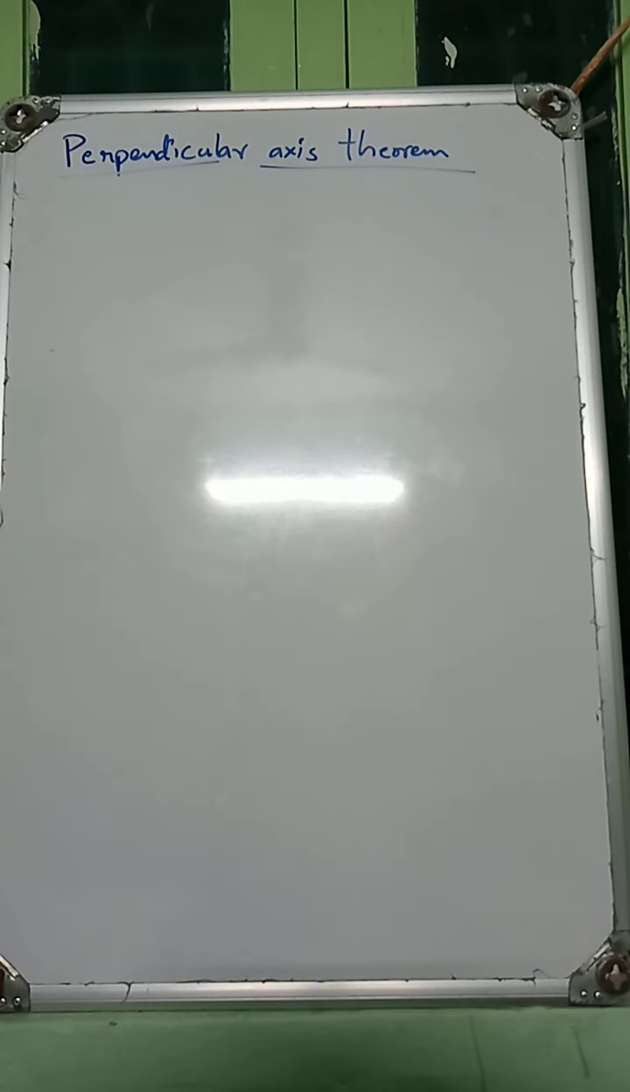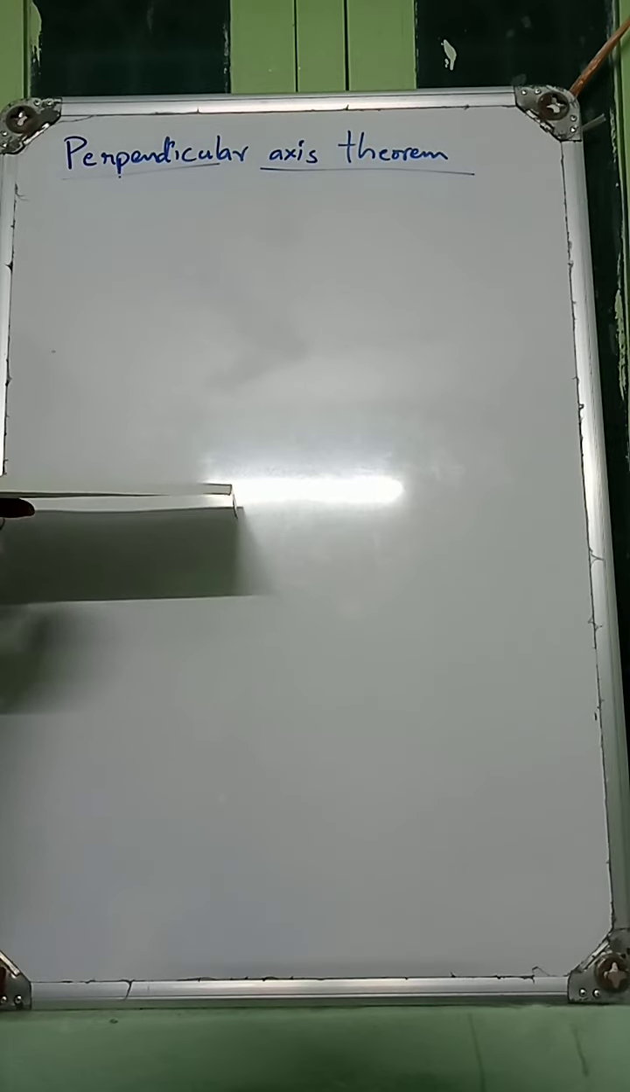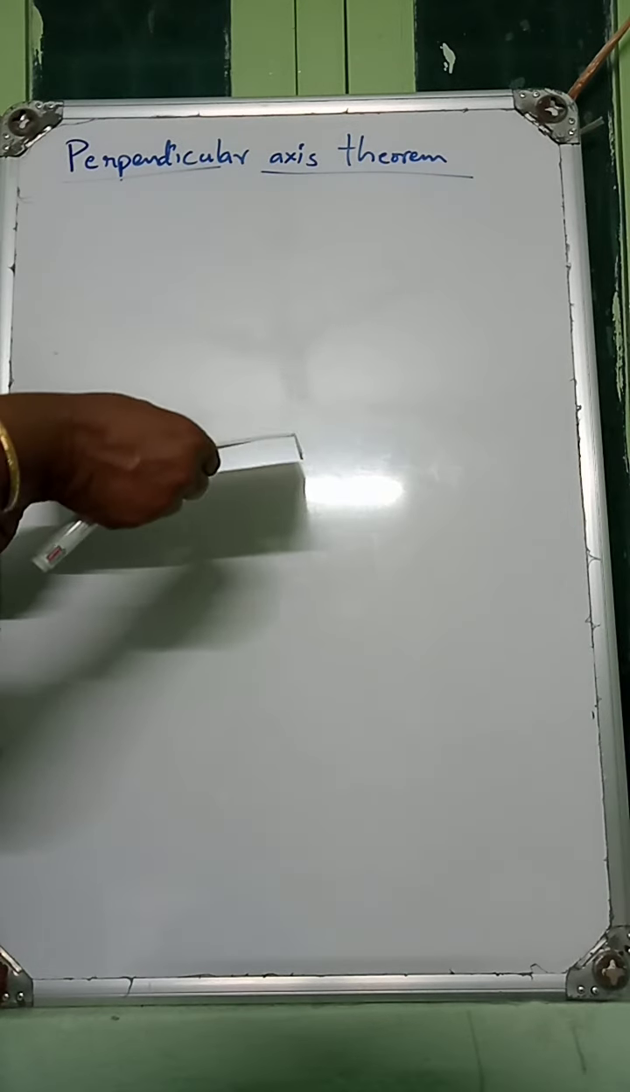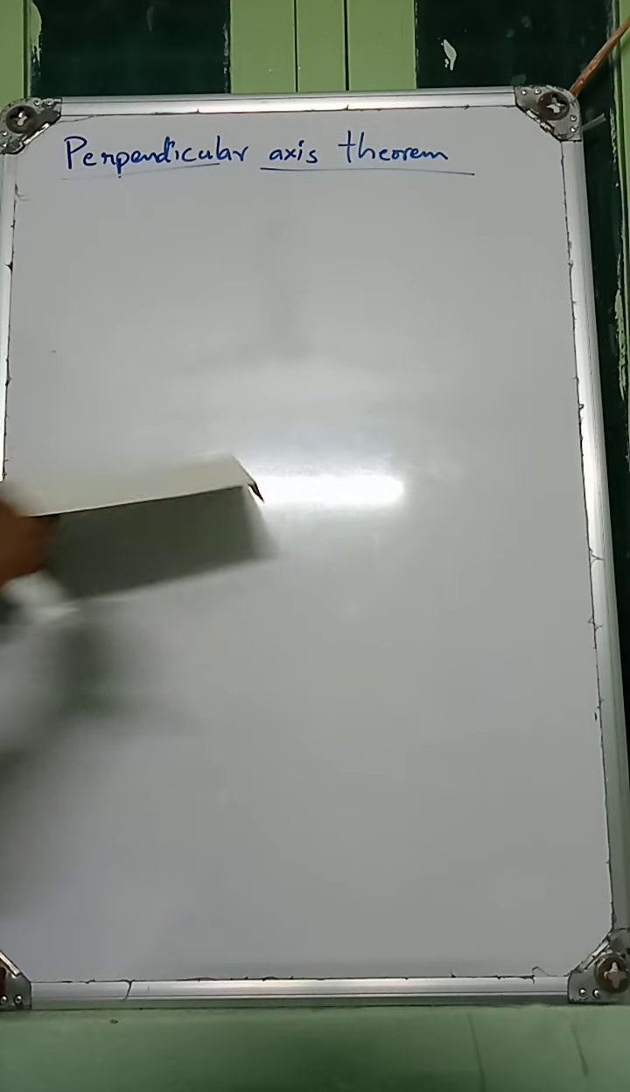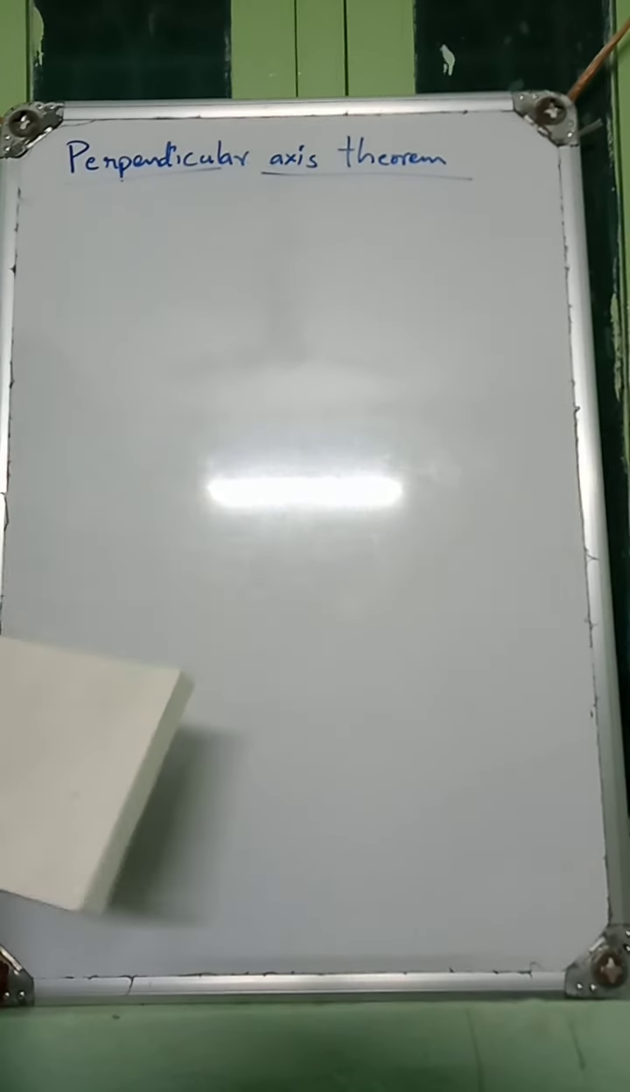Today we are going to discuss perpendicular axis theorem. First, take any plane object or lamina. What is lamina? Thickness of the object is very small or negligible when compared to the surface area. This type of object is called lamina.